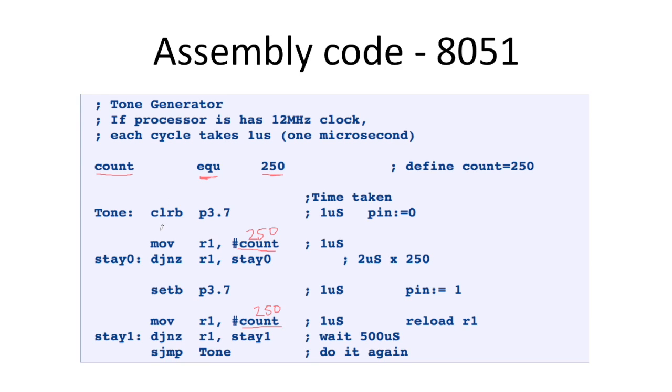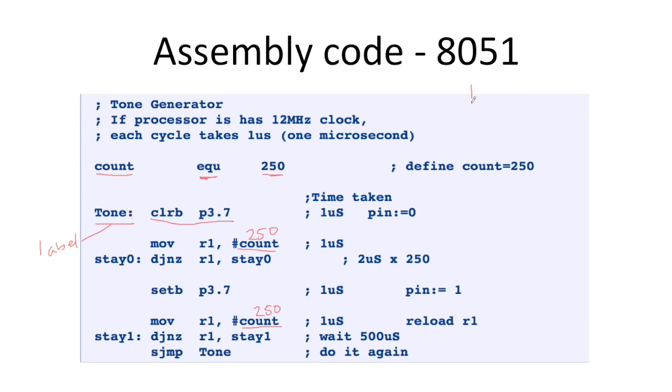Every instruction in assembler is written on a line by itself, and normally these lines are numbered. Instead of using numbers, we can use sensible labels to mark the specific lines of instruction. So this line here is labeled using the word tone. What this instruction does is it clears the 7th pin of port number 3.